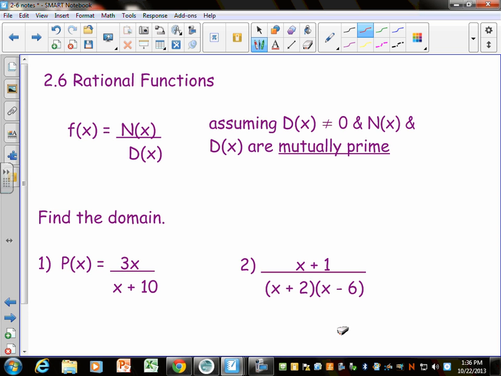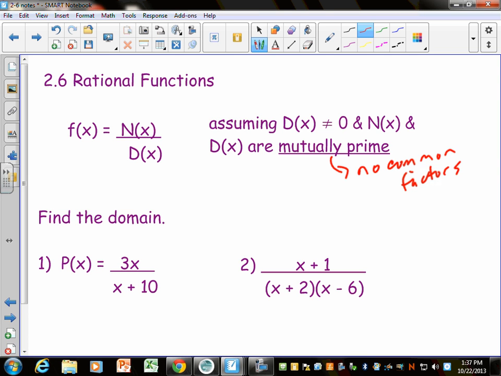The definition is just a polynomial over a polynomial, so that's why they're thrown in this polynomial chapter. But the book says where n of x and d of x are mutually prime. Do you know what that means, mutually prime? It means they're prime to each other, which means it can't be simplified. All right, so mutually prime just means no common factors with each other.